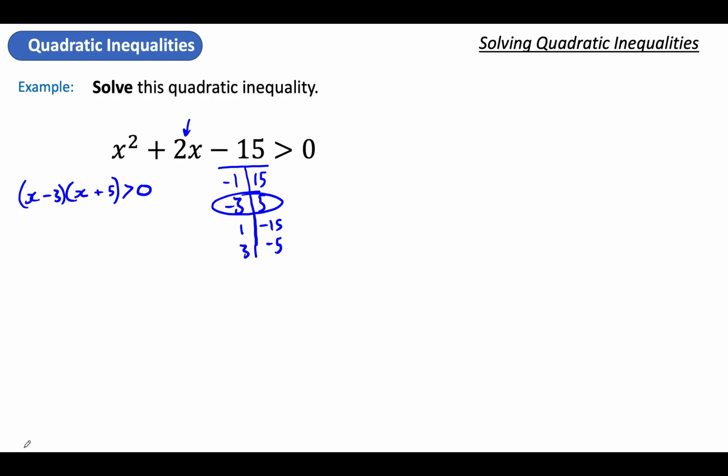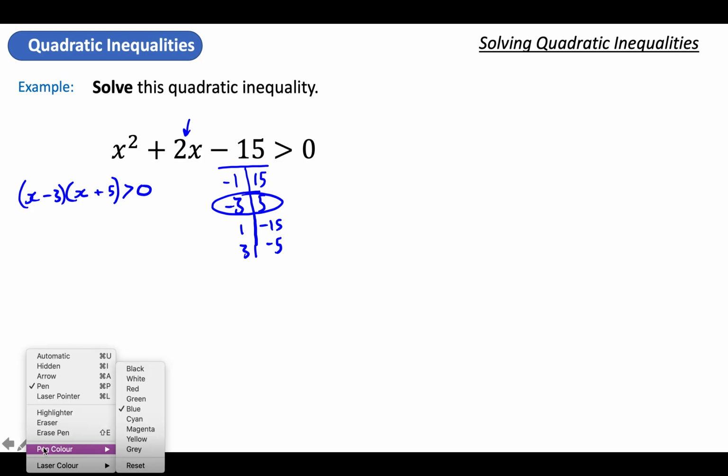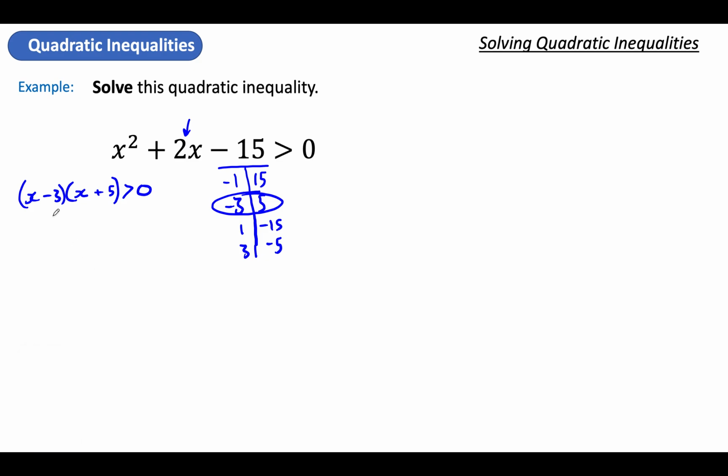Now at this point, I'm going to change to a different colour, because what I'm doing is going to kind of imagine that this was an equals sign, and I try and find the two roots of the equation. Try and just solve it briefly. So x minus 3 equals 0. That's going to happen when x equals positive 3. x plus 5 equals 0, which is going to happen when x equals negative 5. Now those are not the solutions to my inequality, because it doesn't equal 0. It is greater than 0.